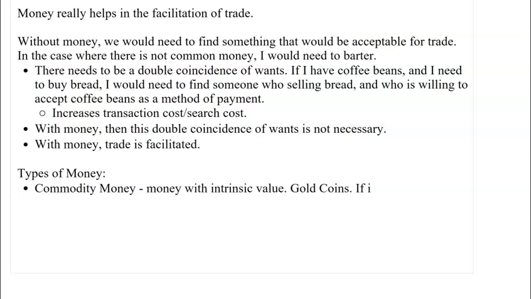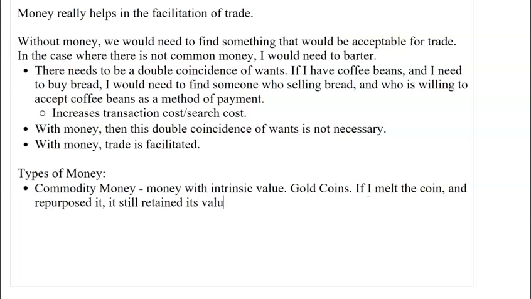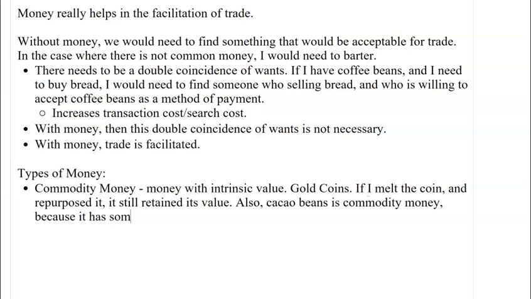So if I melt the coin and repurpose it, it still retains its value. The gold coin had some value in it because gold was valuable to us. So if I melted the coin and made, let's say, a rectangular block, that would still retain its value. So commodity money, and in the case of cacao beans also, is commodity money because it has some intrinsic value.